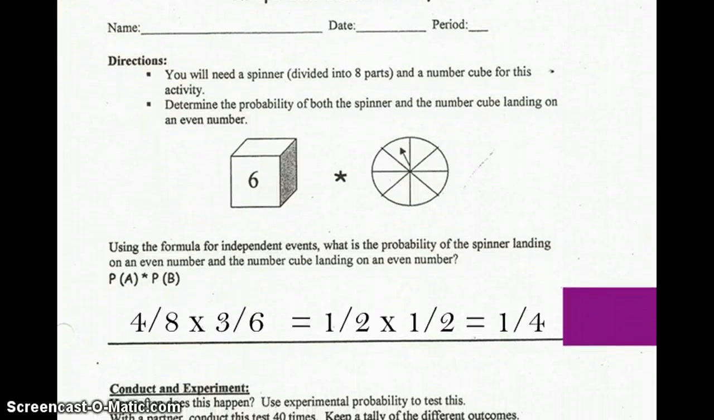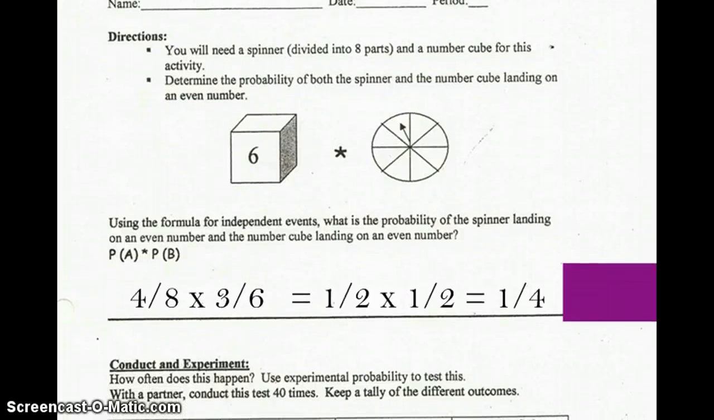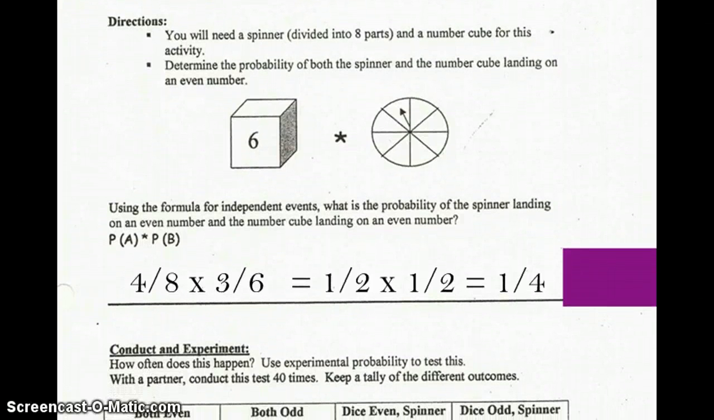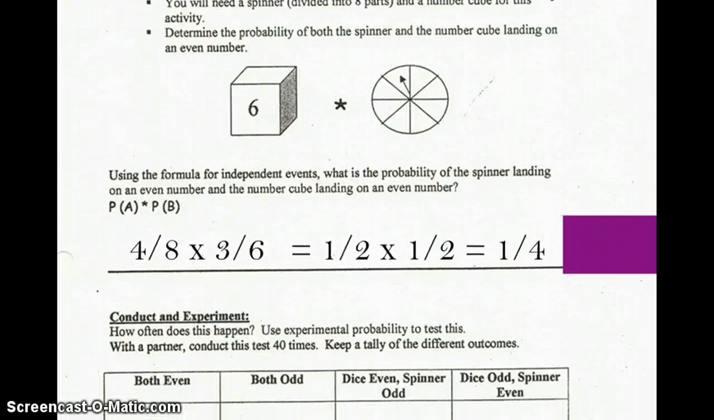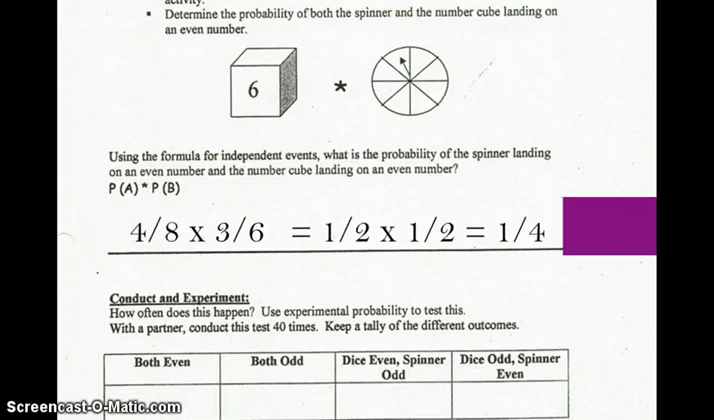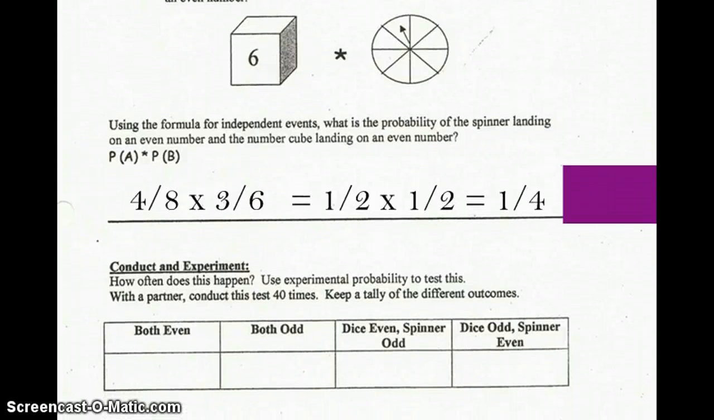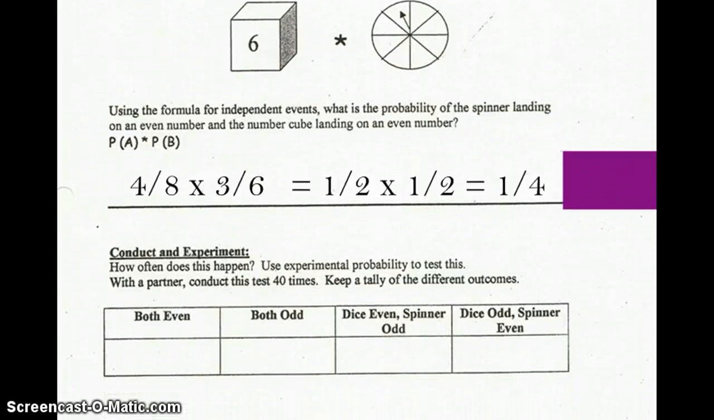We're going to conduct an experiment to see how often this actually happens. So remember, 1/4 of the time is the theoretical probability. Now we're going to find the experimental probability, or what actually happens. What you're going to do is, with a partner, you're going to conduct this test 40 times. So you're going to roll the number cube and spin the spinner at the same time, and keep a tally of the different outcomes.